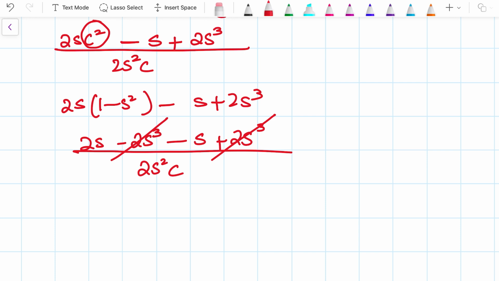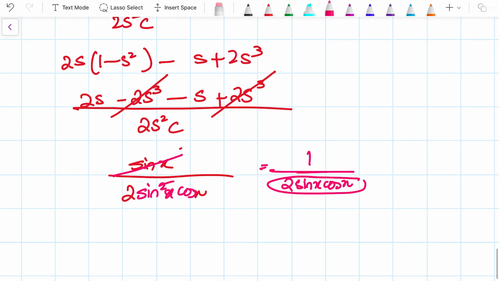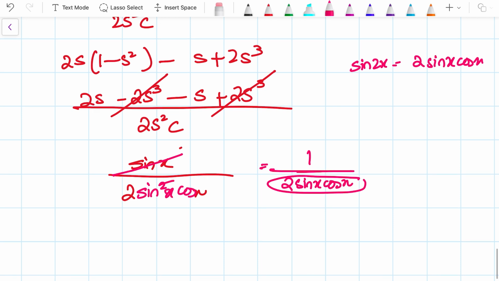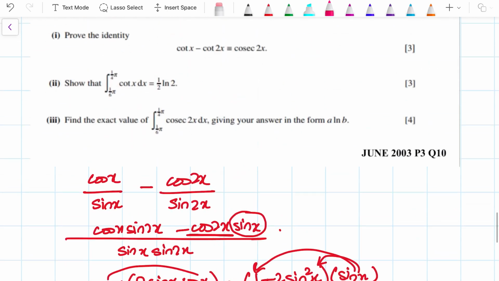This cancels out. Sin x upon 2 sin x cos x. This is a sine square, so one sine cancels out. I'll just rewrite it. This cancels out with this. 1 upon 2 sin x cos x. Now using the double angle identity, we know sin 2x is equal to 2 sin x cos x. So this becomes 1 upon sin 2x. And remember, when sine goes in the numerator, it becomes cosec 2x. So this is proven. Now let's look at the next question.